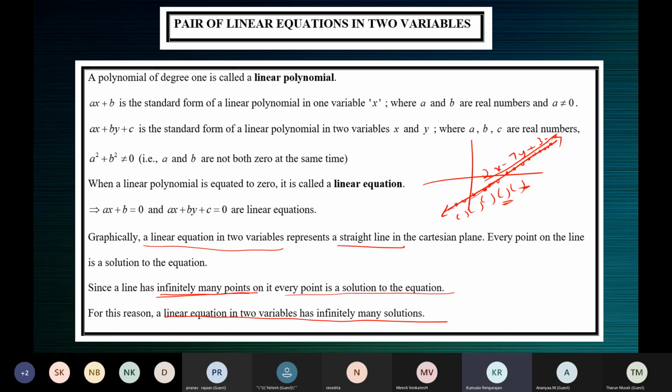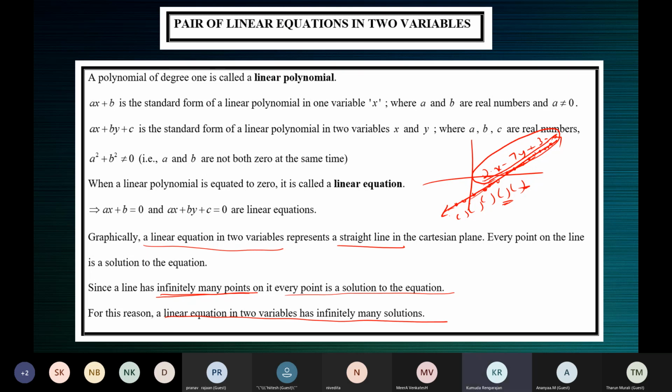Now, how many points are there on this line? Oh my, so many points, infinitely many points. So if there are infinitely many points on this line, this equation has infinitely many solutions, because every point is a solution to the linear equation. So a linear equation in two variables x and y has infinitely many solutions, because on the straight line there are so many points. Every point has an address and every point is a solution to the linear equation.